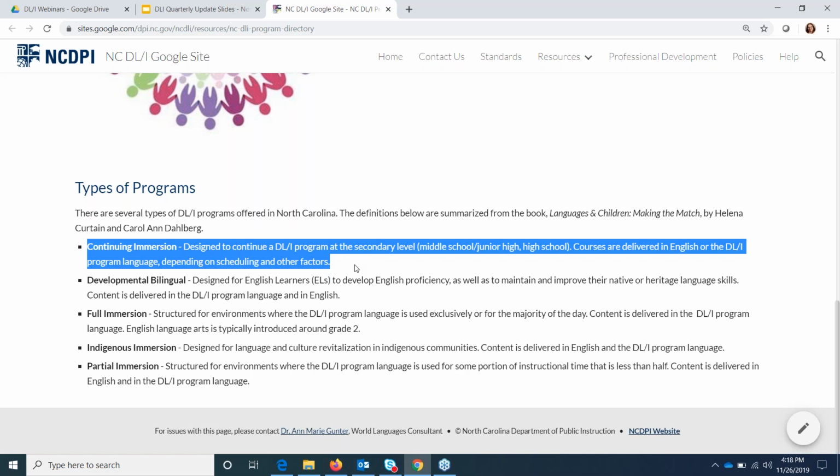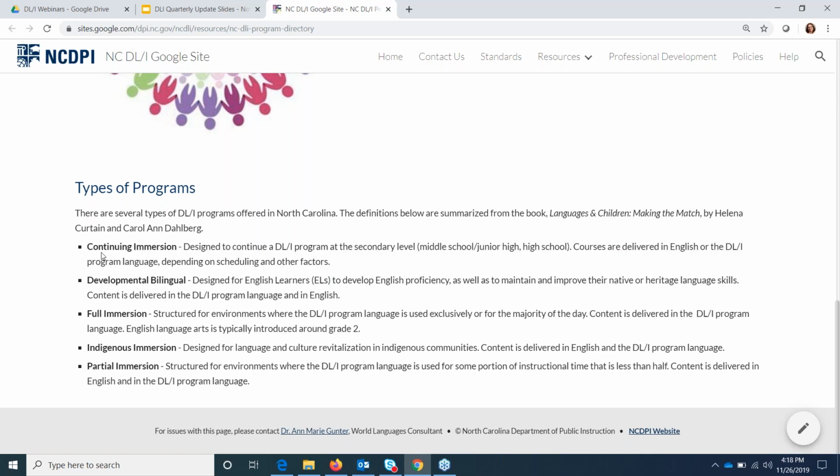There are, of course, secondary programs that also have in their continuing immersion content continuation. The most popular one we see in North Carolina is continuing in social studies or in science, although there are variations on that, and sometimes we do in fact have people offering other content in the DLI program language at the secondary level, like arts education.